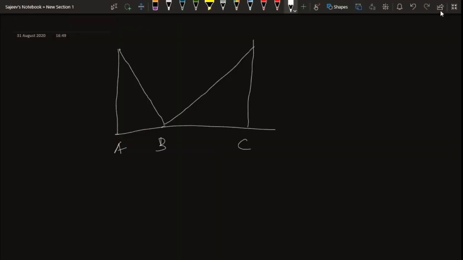So we have our poles here. Let me name them as A, B, C, and the poles are AD and CE. The point between them is B. Let's see what's given. It's given that AC is 80 meter, right? And these two angles are 60 and 30. That's what's given to us.